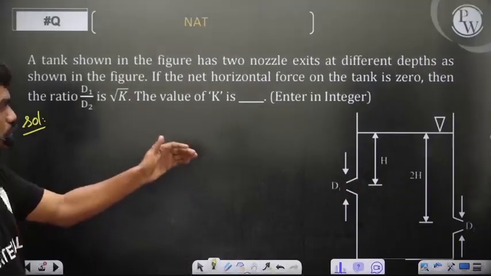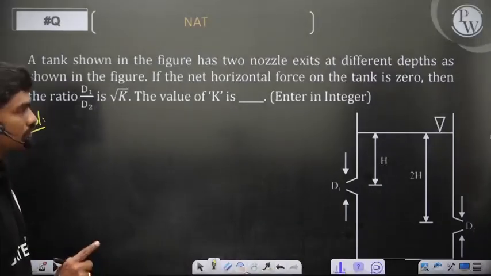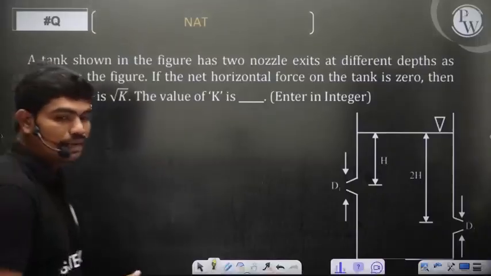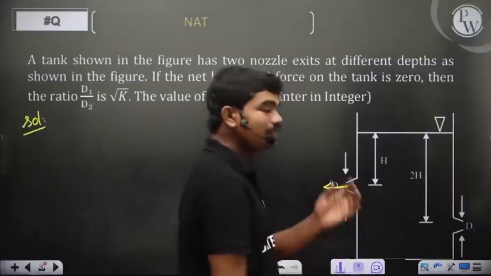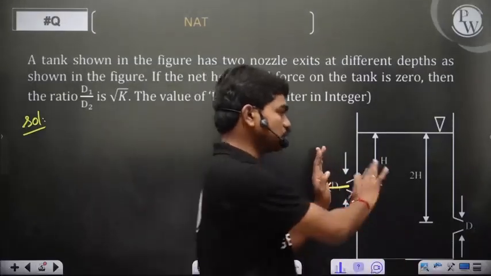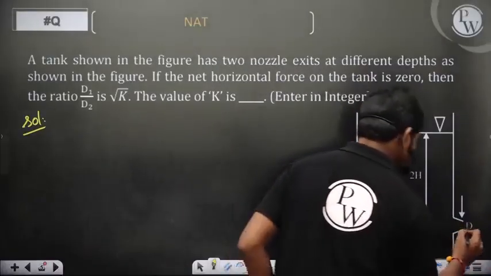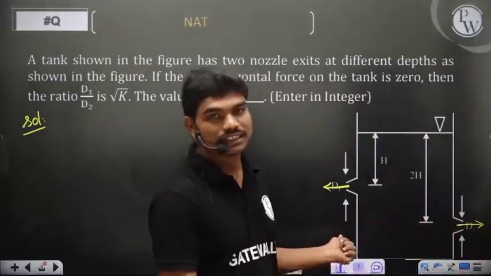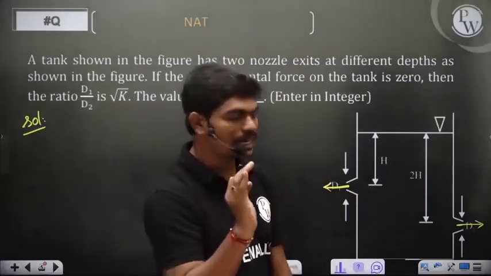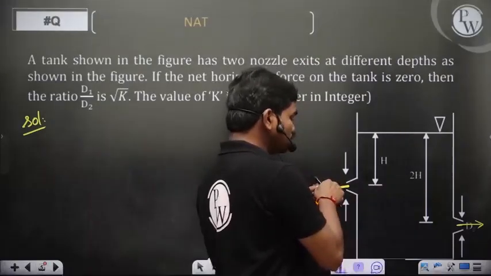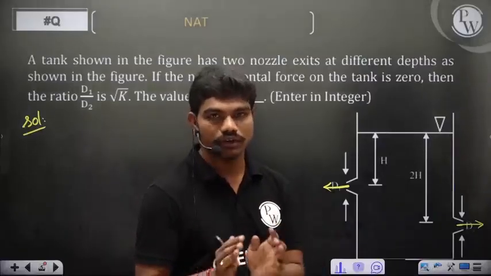So चेक करेंगे. Let's see. A tank shown in the figure has 2 nozzle exits at different depths as shown in the figure. If the net horizontal force on the tank is 0, the ratio of d1 by d2 is root k. पहले tank के ऊपर force क्यों लगाते हैं? When this fluid is coming in this direction, the reaction force of this fluid will try to push the tank right side. Correct? Similarly, जब fluid यहाँ से आते हैं उस टाइम पे इस टैंक के ऊपर लेफ्ट साइड रिएक्शन फोर्स होता है. करेक्ट? So the tank will try to move to the left, and if d1 and d2 are set properly, then ultimately the force due to this reaction and the force due to this reaction get cancelled out and the tank remains stationary. Of course, the net force acting on the tank is 0.